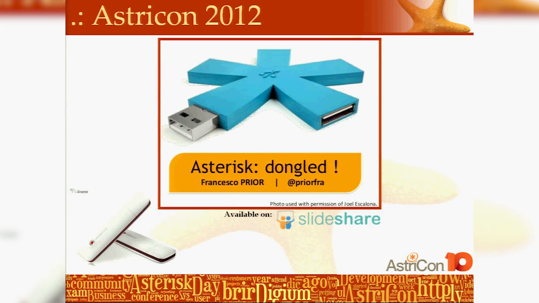And last year, I was also at AsterCon, presenting the talk Asterisk Dongle, in which I showed how to use a GSM Huawei dongle and install it on Asterisk to do incoming and outgoing calls, use it as a GSM trunk, and especially use the feature to send and receive SMS. You can download this talk from SlideShare.